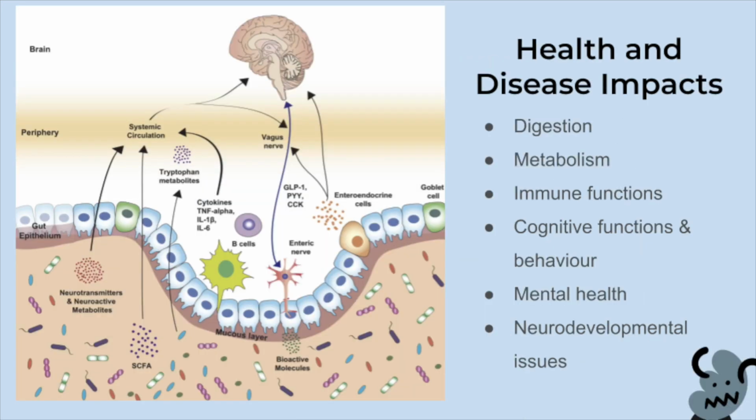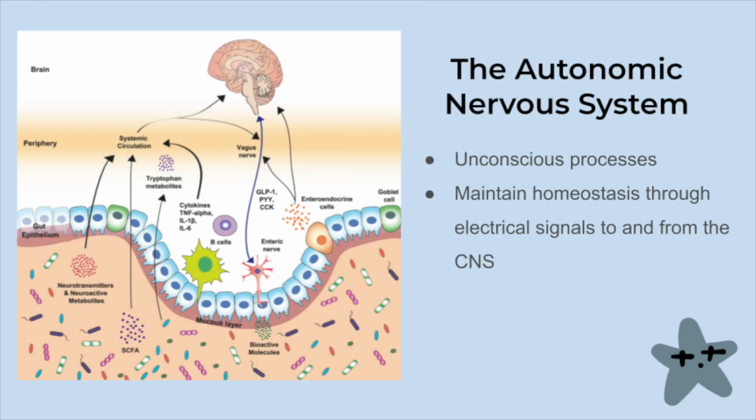Altogether, changes in any component of the microbiota-gut-brain axis can affect one's health and well-being by influencing their digestion, metabolism, immune functions, and even cognitive functions and behavior. Such changes can even contribute to the development of mental health disorders, neurodevelopmental issues, as well as other diseases.